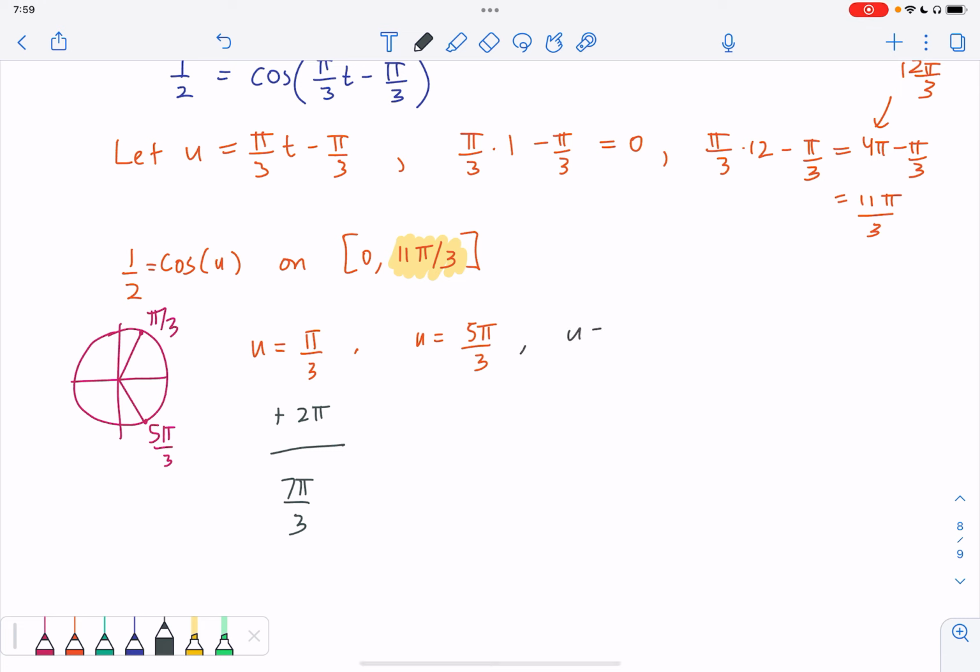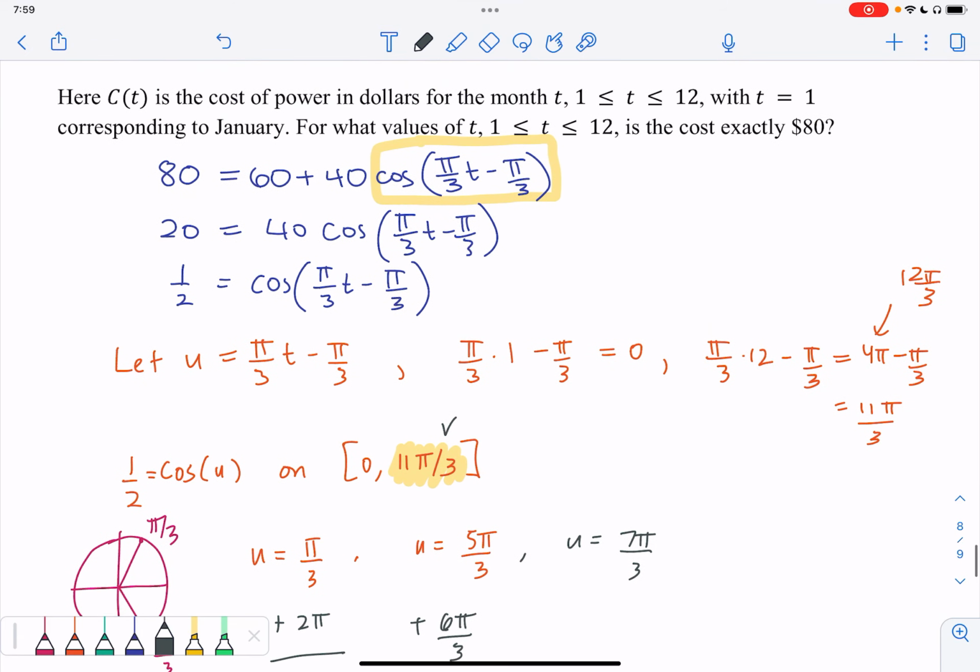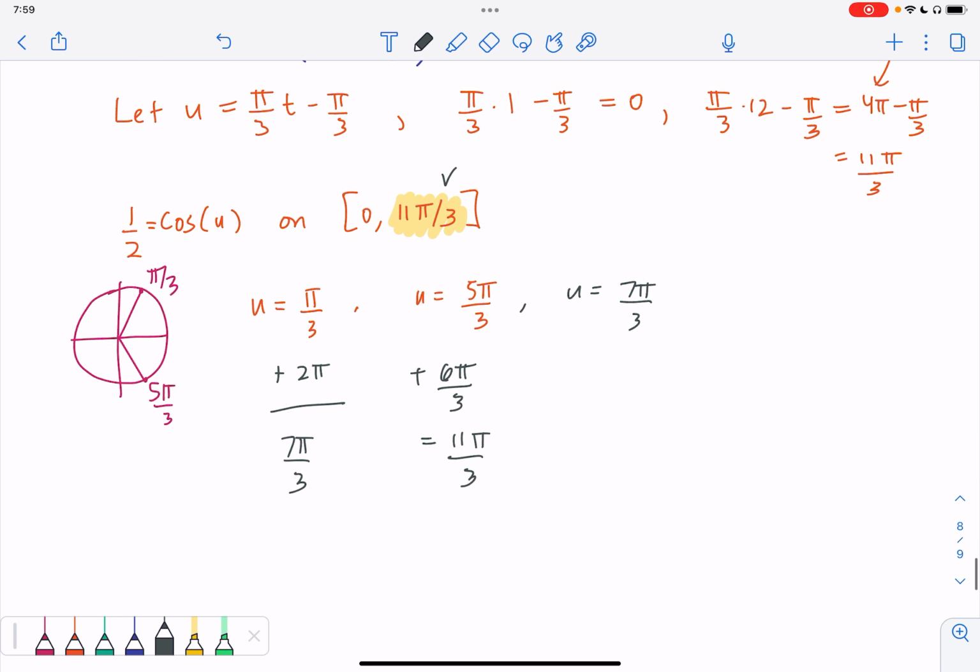So I'm going to say u can be 7 pi over 3. Okay, now I'm going to try adding 6 pi over 3, because again, that's just 2 pi. And I get 11 pi over 3. Does that work? Yes, exactly. And I look up and I say, less than or equal to 12. So that's why it's less than or equal to 11 pi over 3. So that upper bound is actually inclusive. So u equals 11 pi over 3 will work as well.